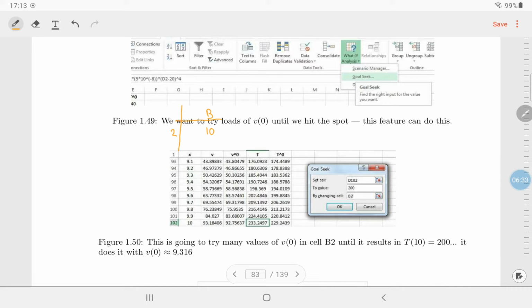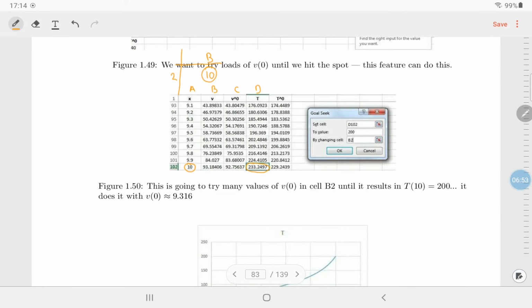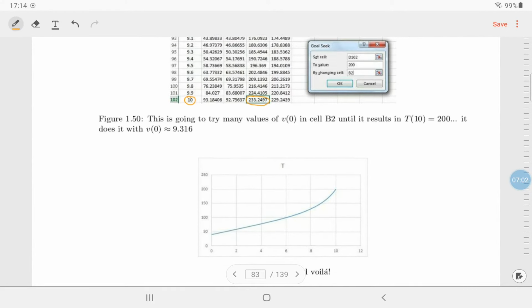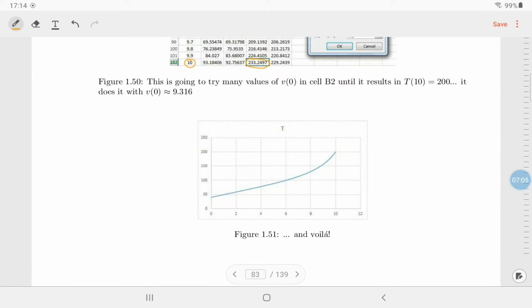So you want the final temperature. That's the temperature at a distance of 10. Now this must be columns A, B, C, D. So you want D102 to equal 200 by changing B2, the initial value of V. And so you press OK, you'll see it doing this thing. And eventually it turns out that the initial velocity, 9.316, would see it hitting exactly at 200.